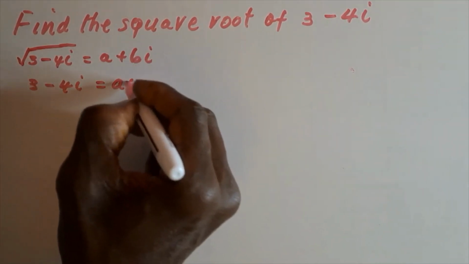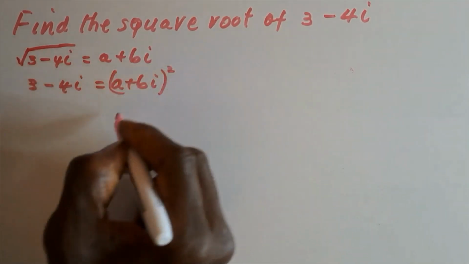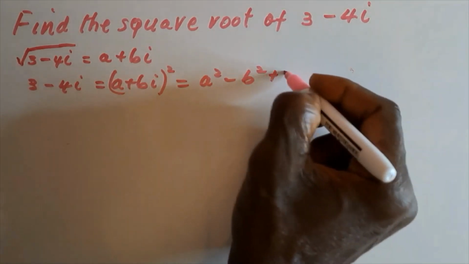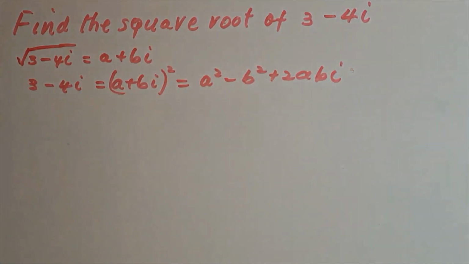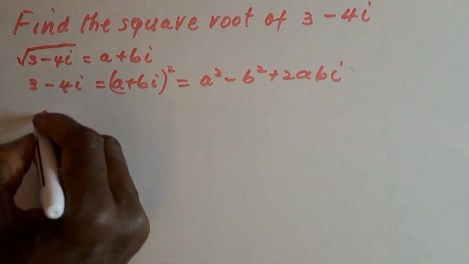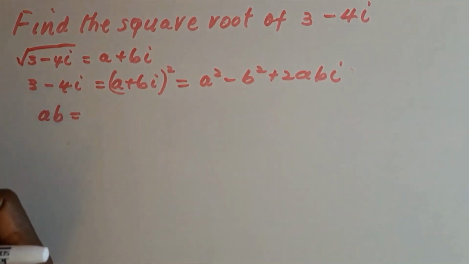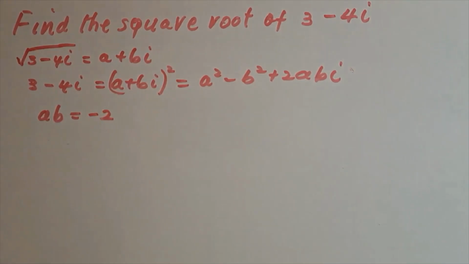is the square of a add bi, which turns out to be a squared minus b squared add 2abi. Now, we look at the coefficient of i, which is -4, and from observation we know that ab is normally half the coefficient of i, which is -2. Now this is only going to work when a and b are integers.